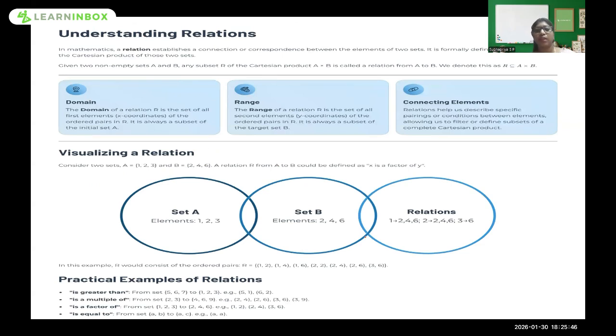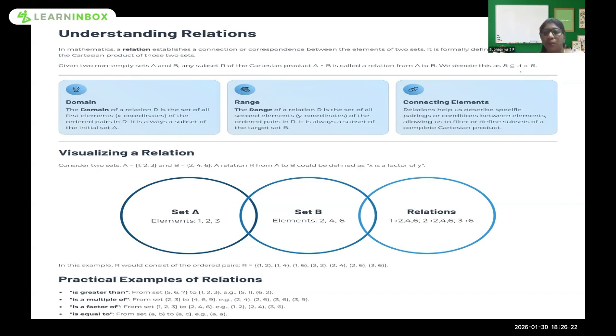So next, we are moving to relation. So what is relation? We already saw. It is defined as a subset of a Cartesian product of two sets. So whenever you are given two non-empty sets A, B and any subset R of the Cartesian product A cross B, it is called a relation from A to B. And we will be denoting it as R contained in or equal to A cross B.